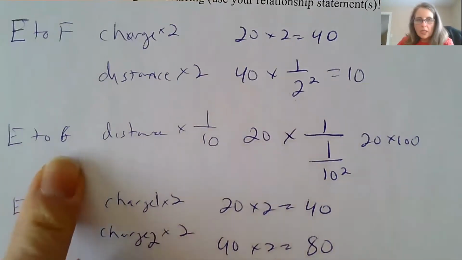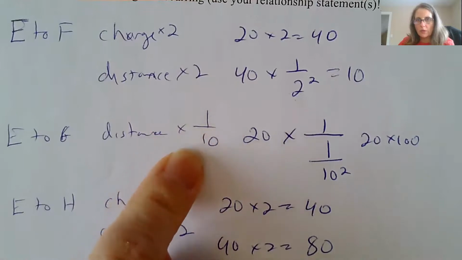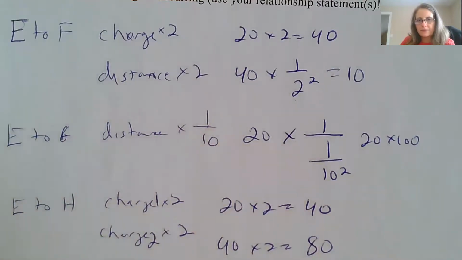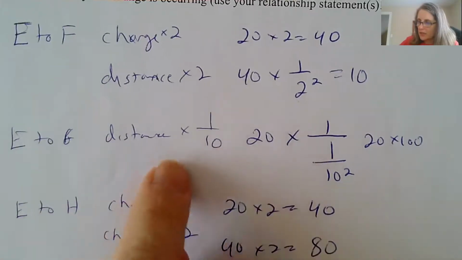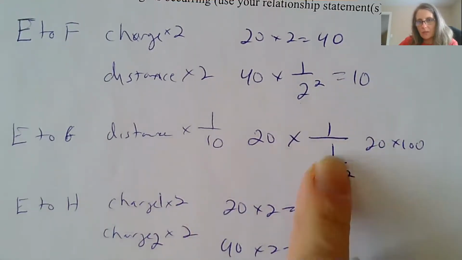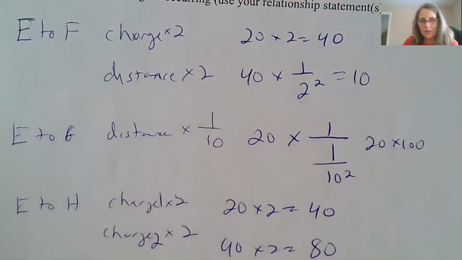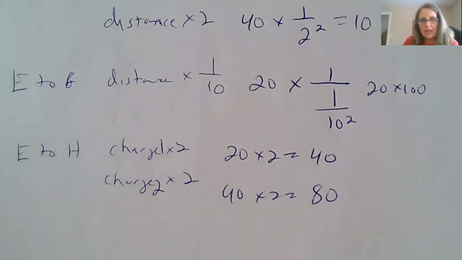So from E to G, the distance is going down by a factor of 10, so I'm multiplying by 1 over 10. So I take my 20 and I am doing an inverse of an inverse. So it's going to be 1 over 10 squared, so it's going to be 20 times 100. And then E to H, charge is going up by a factor of 2, charge going up by a factor of 2. So I multiply by 2 and then multiply also by 2.